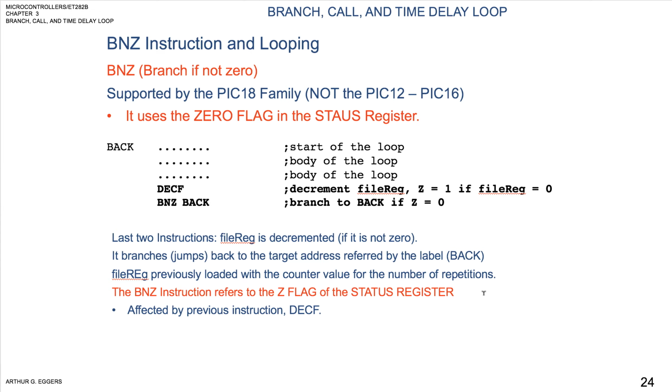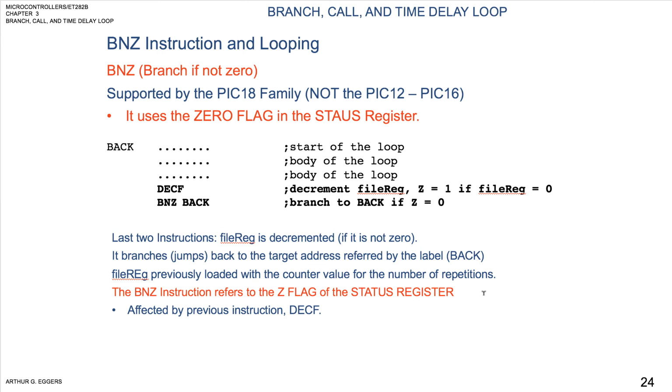So another looping instruction that we need to take a look at is the BNZ for looping. BNZ instruction in looping: branch if not 0. Again, it's supported by the PIC18 family, not for the PIC families 12 through 16. So this was an improvement that was picked up at the PIC18 level. Okay, it uses the 0 flag in the status register.